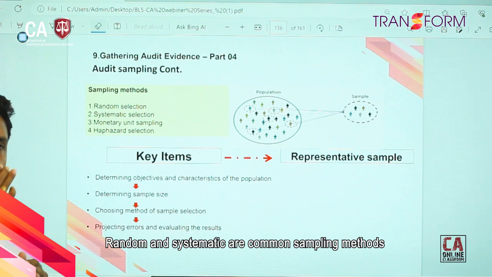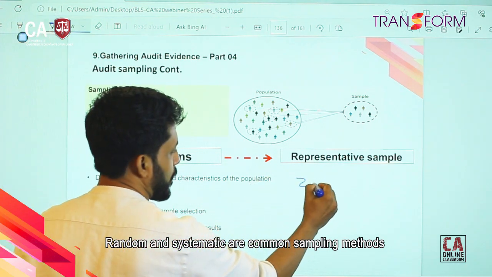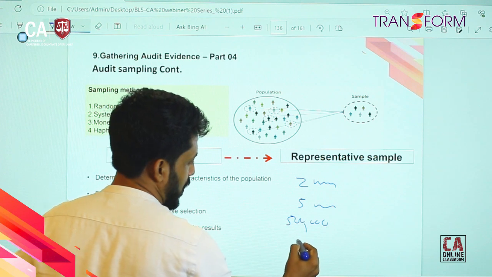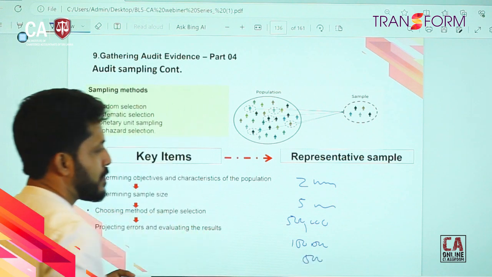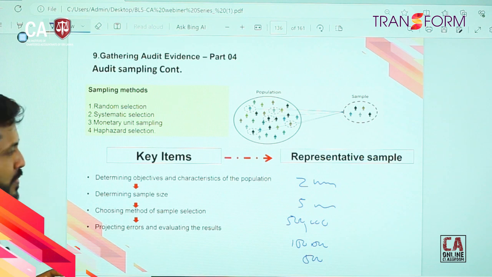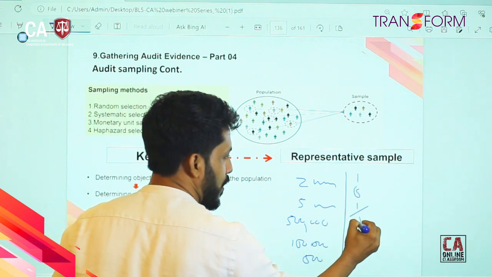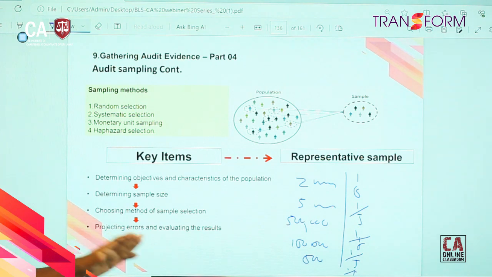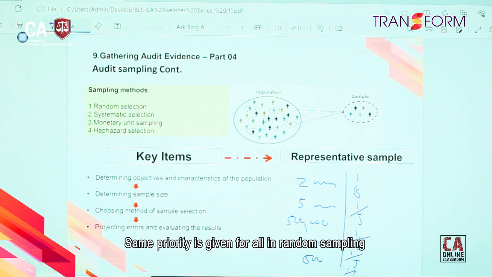So let's say you have a payment portfolio with different payments, right? A 2 million payment, a 5 million payment, a 500,000 payment, a 150 payment, and then another 500 payment. We are giving the same priority, the same probability of selection into the sample, to every transaction. Without considering the value, we give the same priority. That is called random sampling, random selection.